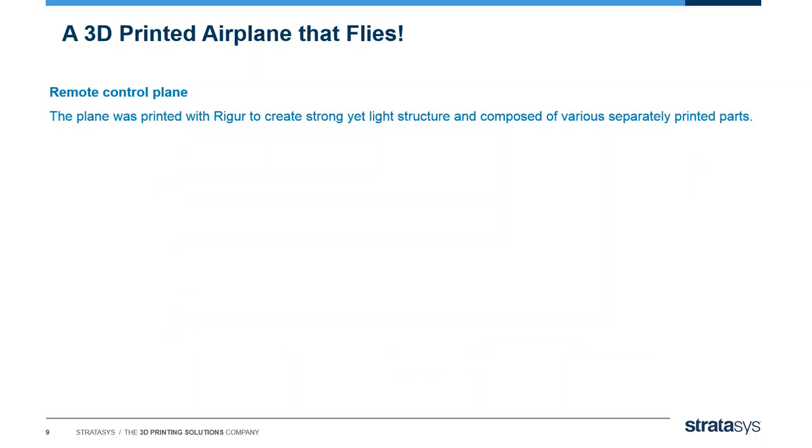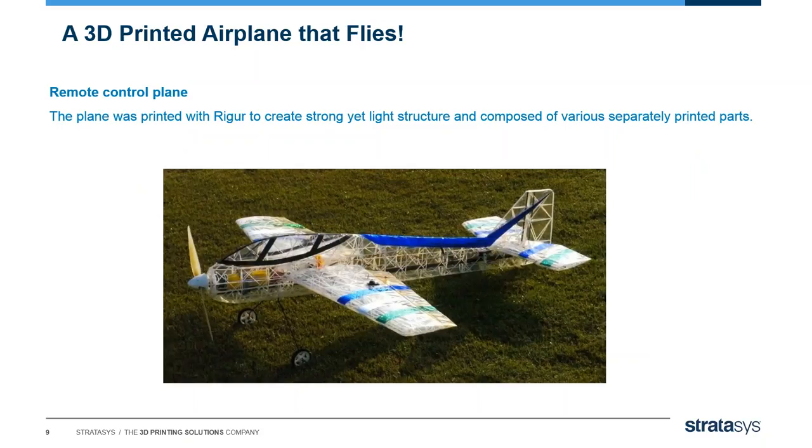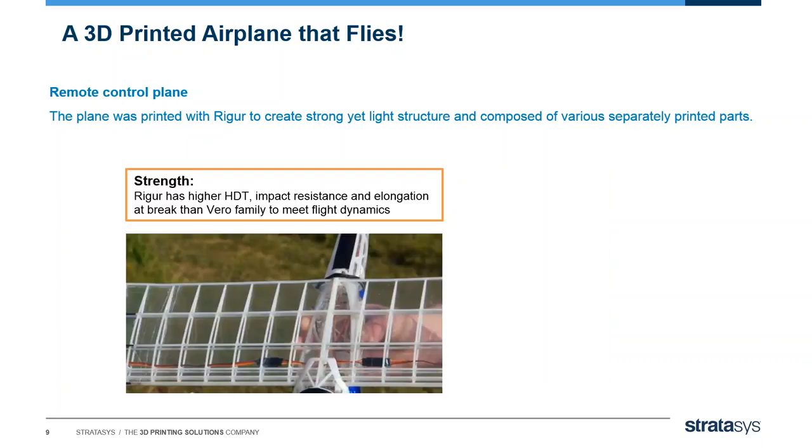For the next one, I want to introduce some interesting pictures and case studies. The one we have here is a printed frame of a model airplane. The frame is printed completely in rigor material and covered with a transparent foil to keep it light and stable and to keep it flying. Here are some closer detailed pictures. You can see a very thin and fragile structure, but strong enough to keep the flight dynamics and handle all the stress and load coming onto the construction when it flies.